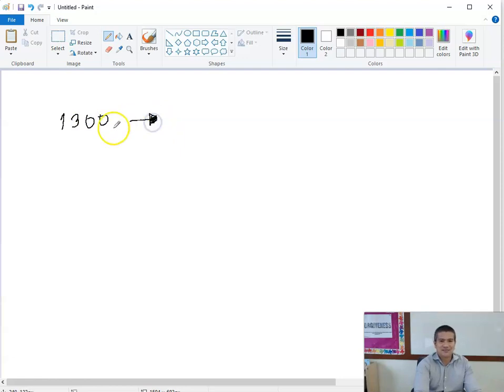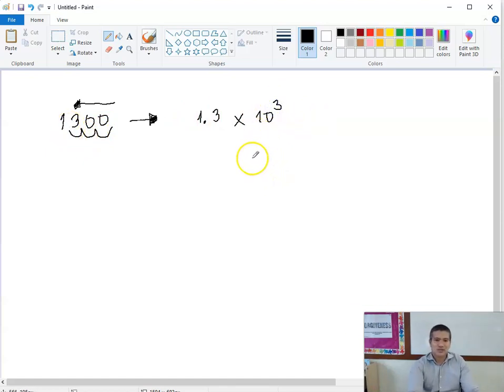So what you're going to do is move the decimal place from right to left, and the exponent will become positive. Therefore, we move this from 1 to 3. So you will write now 1.3 times 10 to the power of, how many times? 1, 2, 3, to the power of 3. So when you move the decimal place to the left, it will give you a positive exponent.